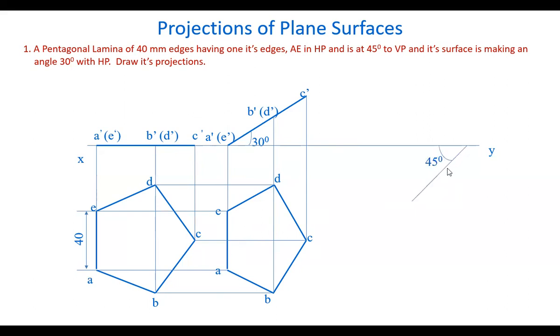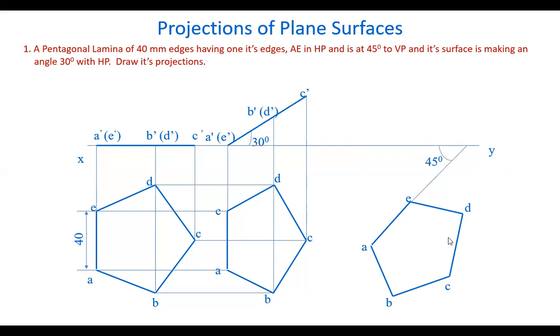Draw a line here at 45 degrees angle and take this AE edge on this line. Okay, so the AE is taken on this 45 degrees line, and this same figure is redrawn here. By taking this AE as reference, all the other points are marked, and we reproduce this same top view here in a different position.